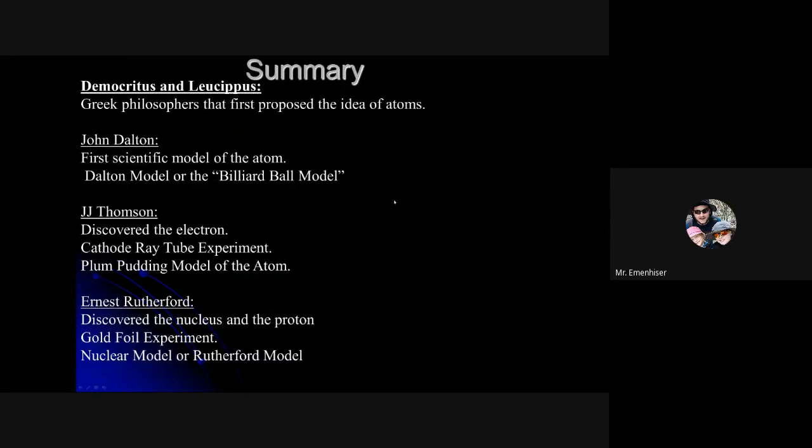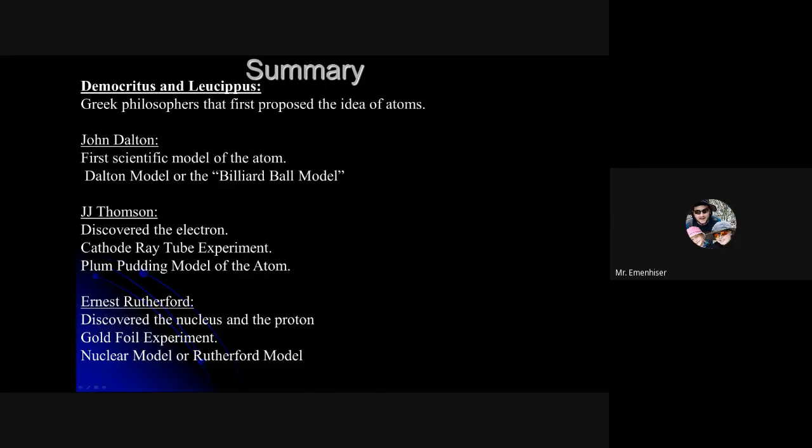All right, so here's a summary, and this is what you really need to know. So let me go through this real quick. Democritus and Leucippus were Greek philosophers that first proposed the idea of atoms. John Dalton came up with the first scientific model of the atom. We call it the Dalton model or the billiard ball model. J.J. Thomson discovered the electron with his cathode ray tube experiment, and his model of the atom is called the plum pudding model. Ernest Rutherford discovered the nucleus and the proton.